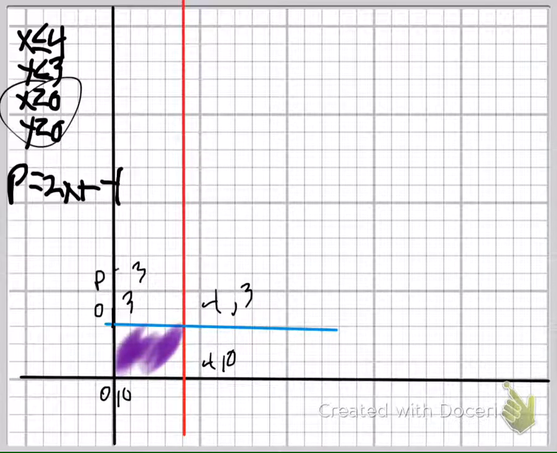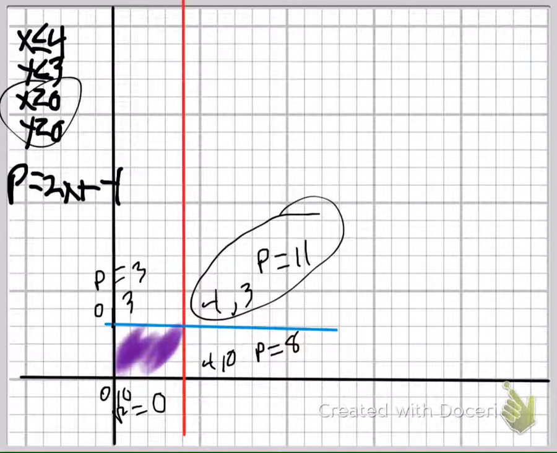So now what I'm going to do is plug each of those into the equation and get my p. Now notice here, p is 0, 3, 11, and 8. I got the 3 by plugging in the 0, 3. That's 2 times 0, 0, plus 3, 3. The 11 is 2 times 4, 8, plus 3, 11. And the 8 is 2 times 4, 8, plus 0, 8. So the max of that equation will occur at the vertex 4, 3.